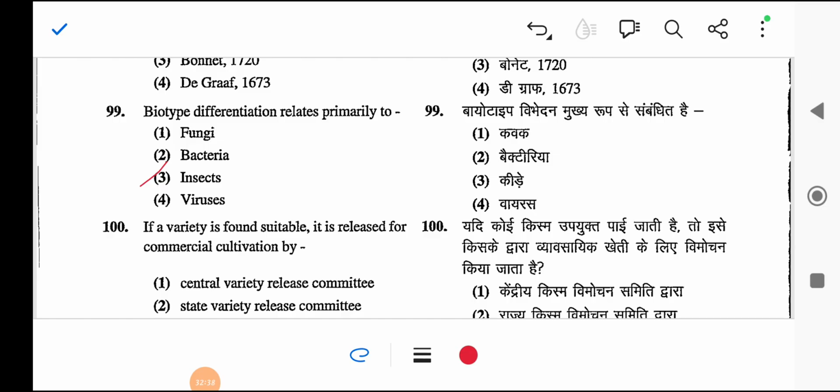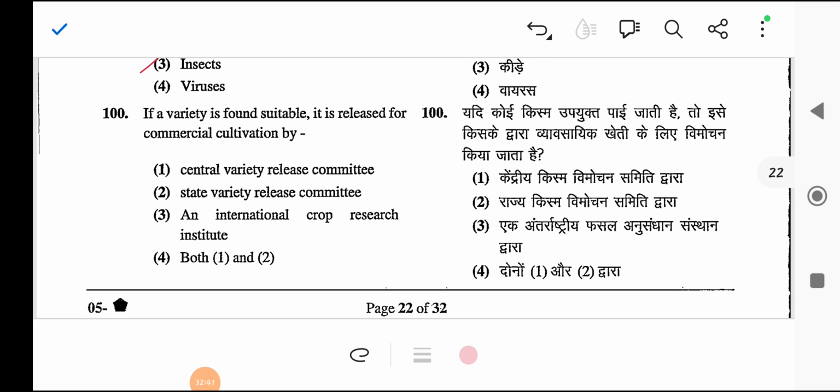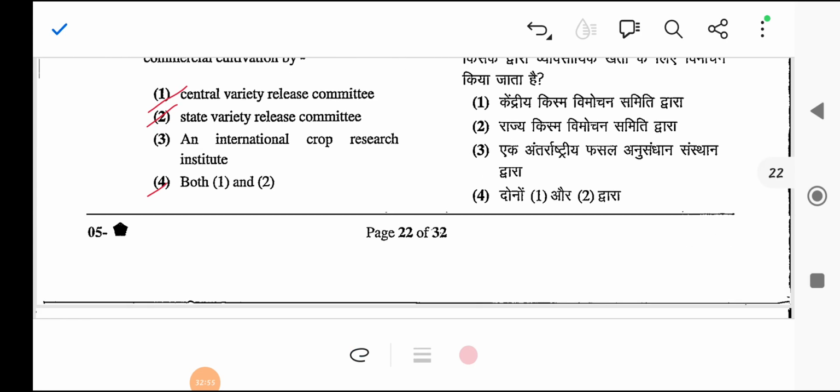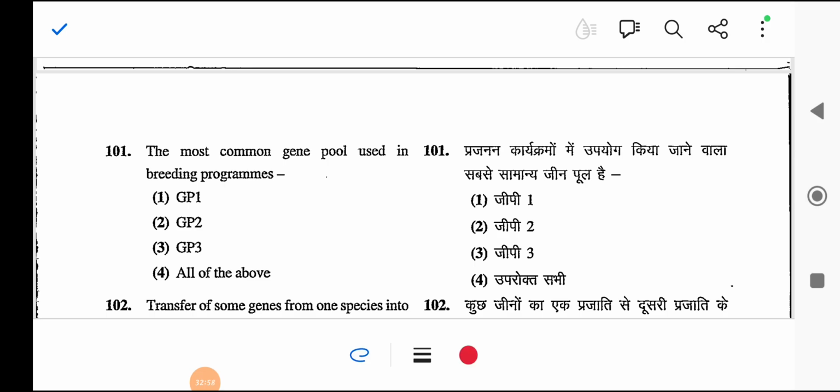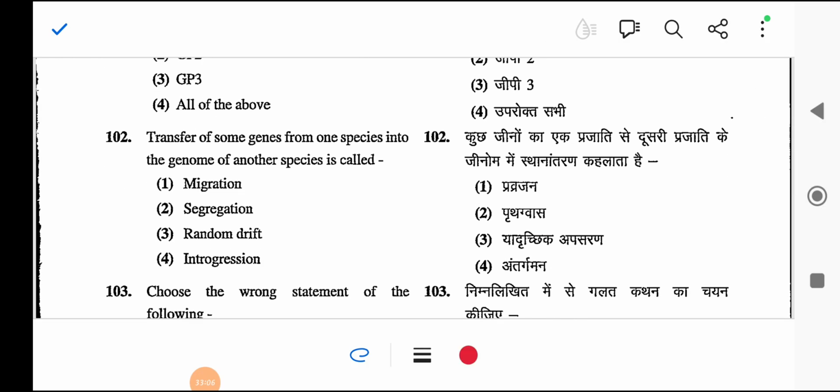Next is if a variety is found suitable, it is released for commercial cultivation by. Who releases the variety for commercial cultivation? The Central Variety Release Committee and the State Variety Release Committee. Both have to agree. Okay, then only the variety will be released. Next is the most common gene pool used in breeding program. So most common gene pool used in breeding program is GP1. Next is transfer of some genes from one species into the genome of another species. It is called as introgression. Okay, gene from one species to another species, it is called as introgression.